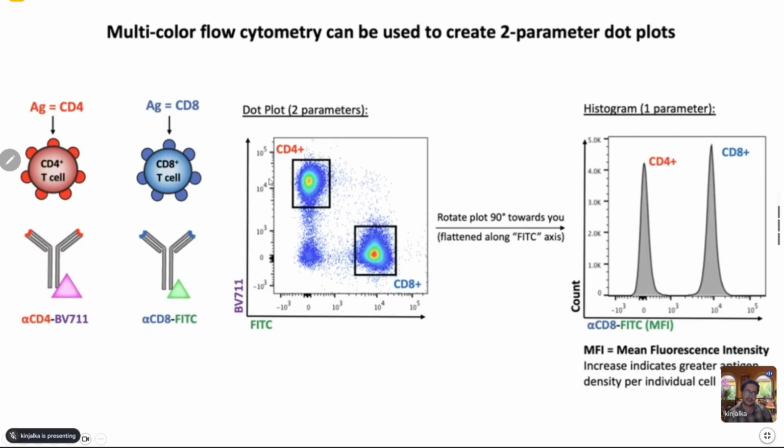You can imagine looking at these dot plots from the top at 90 degrees, and then when you flip them, you will get these kinds of peaks on the histogram. The unit they use here is mean fluorescence intensity, MFI, which increases with greater antigen-antibody reaction.